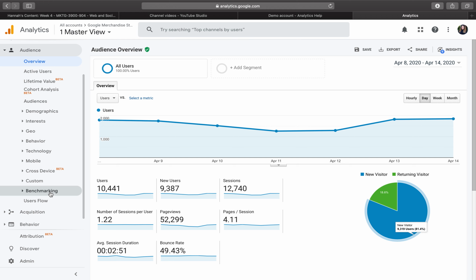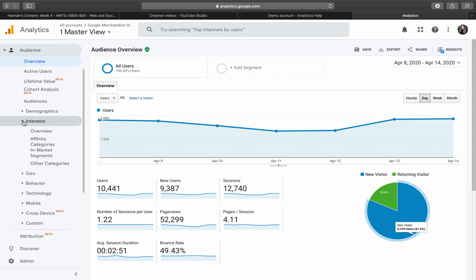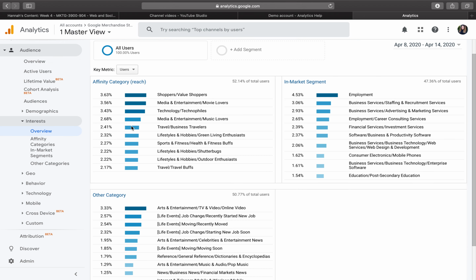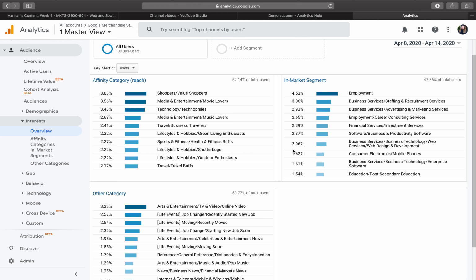Interest is under audience overview, which we are already on. So, go ahead and click on interest, and you're going to see the overview category. Let's go ahead and click on overview. All right, so this is pretty cool. It also has a breakdown of all of these segments, but we're really just going to talk about what each of them means, and then I'm going to show you the in-market segments.